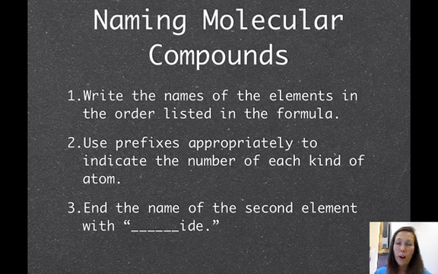You guys want to pause to write this down, naming molecular compounds. I will just read through them for the sake of clarity. Step 1, for naming a molecular compound, write the names of the elements in the order listed in the formula. I'm going to show you some examples. Use prefixes appropriately to indicate the number of each kind of atom. Then end the name of the second element with IDE. Those 3 things might not make sense right now, but we'll do some practice.